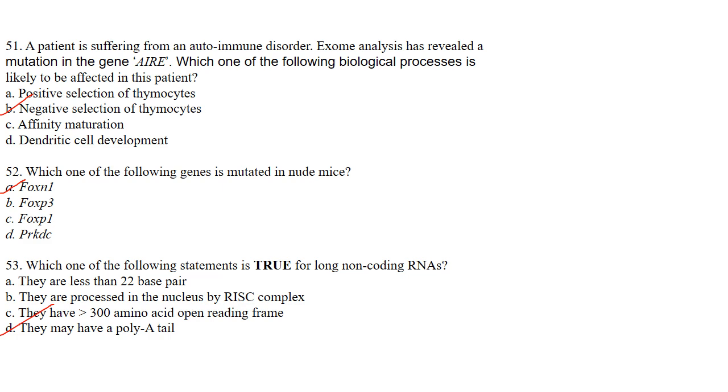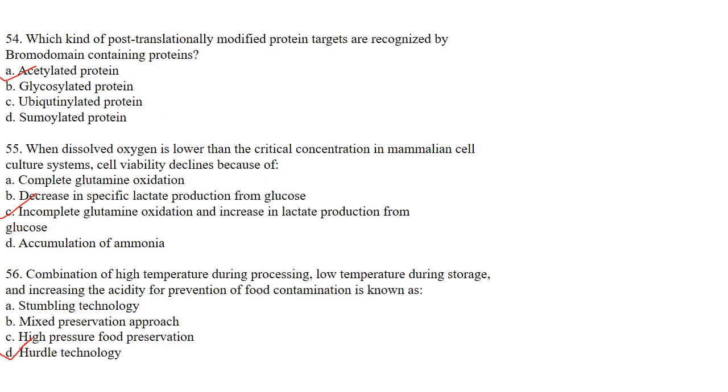So which is true? Answer is option D. Then which kind of post-translationally modified protein targets are recognized by bromodomain containing proteins? So bromodomain proteins play a critical role in the regulation of transcription. And bromodomains specifically bind to acetylated lysine residues on histone tails. So the targets recognized by bromodomain containing proteins are acetylated lysine residues, so acetylated protein. Answer is option A.